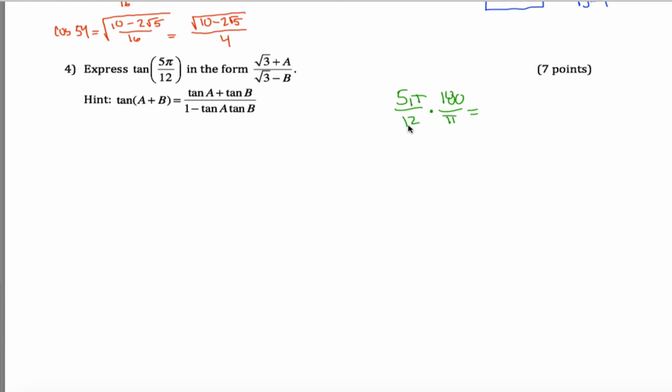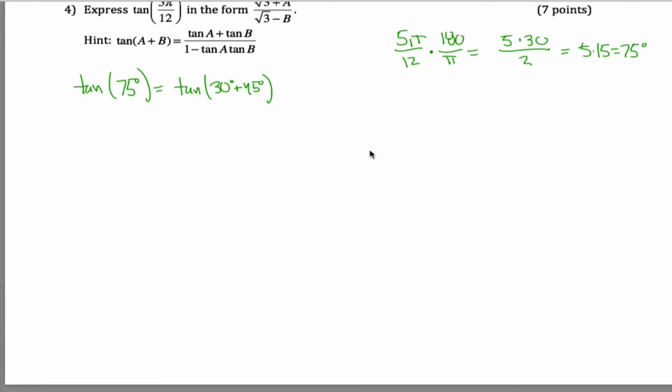Well, let's see. I know that 6 goes into 180, so I could say this is 5 times 30 over 2. The pi's cancel, and 180 is 30 times 6. 12 is 2 times 6. So this is 5 times 15, which is just 75 degrees. You could have reduced this, well, whatever. One way or another, you figure out that what we're asked for is the tangent of 75 degrees. I could figure out the tangent of 75 degrees. One way to do it would be, well, that's just the tangent of 30 degrees plus 45 degrees.